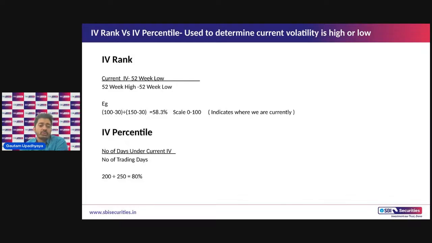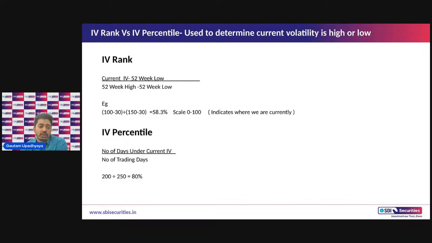Likewise, the other method to calculate whether the IV is on the higher side or the lower side is another mathematical formula known as the IV percentile. तो ये दूसरा method है to determine whether the IV is on the higher side or the lower side.